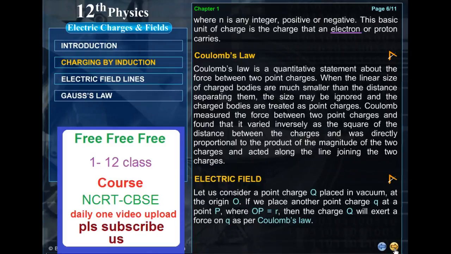Coulomb measured the force between 2 point charges and found that it varied inversely as the square of the distance between the charges and was directly proportional to the product of the magnitudes of the two charges, and acted along the line joining the two charges.